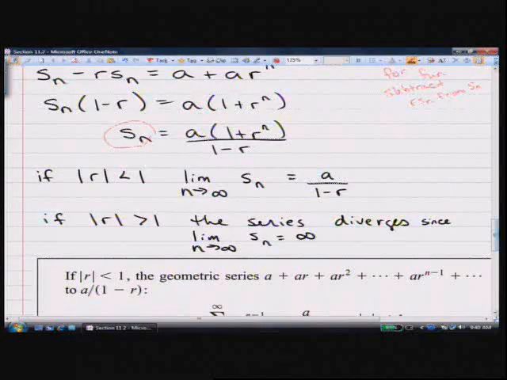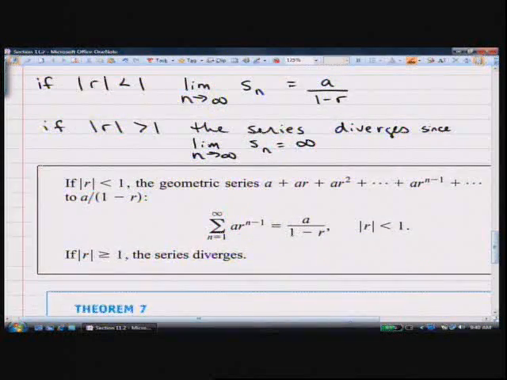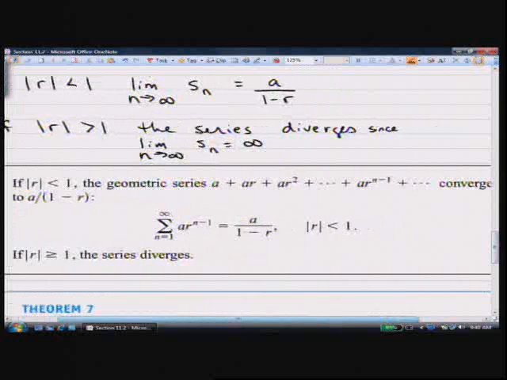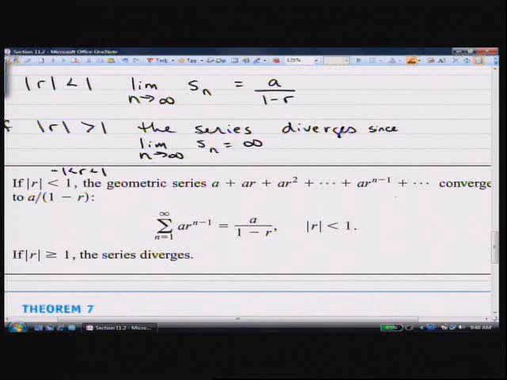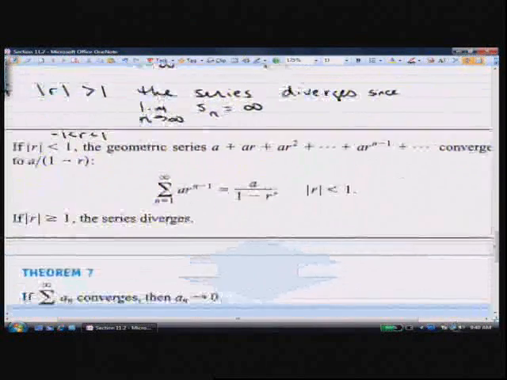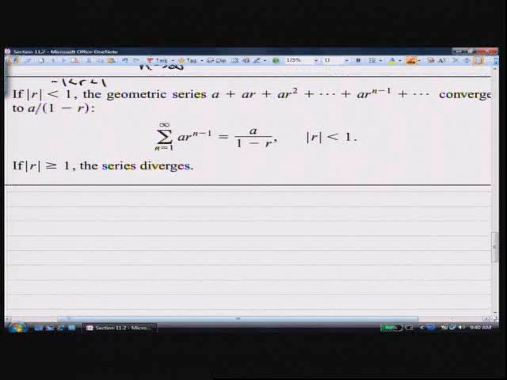So what that tells us is that if the absolute value of r is less than 1, which means r is between -1 and 1, the geometric series converges to a over 1 minus r. But if r is greater than or equal to 1, we can say that the series diverges. Okay, so let's look at a few examples and we can have some fun with this.